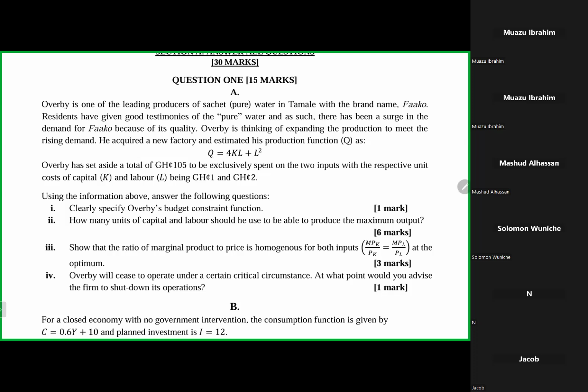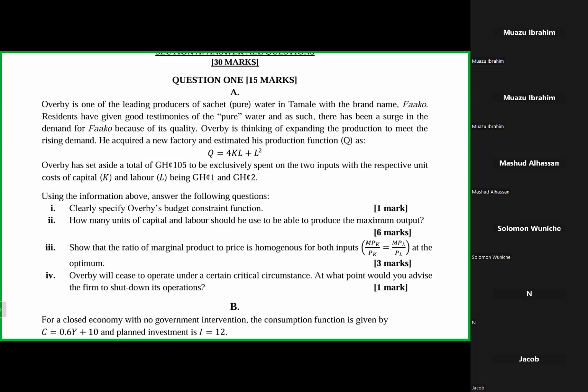Overby has set aside a total of 105 Ghana cedis to be exclusively spent on the two inputs. And what are the two inputs? Capital and labor, with the respective unit cost of capital and labor being 1 cedi and 2 cedis. So the price of capital is 1 cedi, and the price of labor is 2 cedis. Using the information above, answer the following questions. 1, specify Overby's budget function.